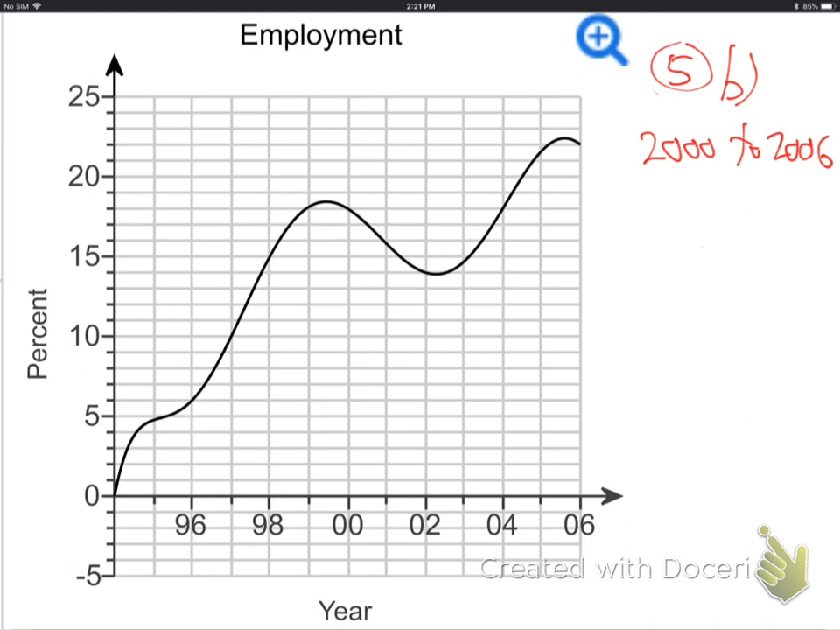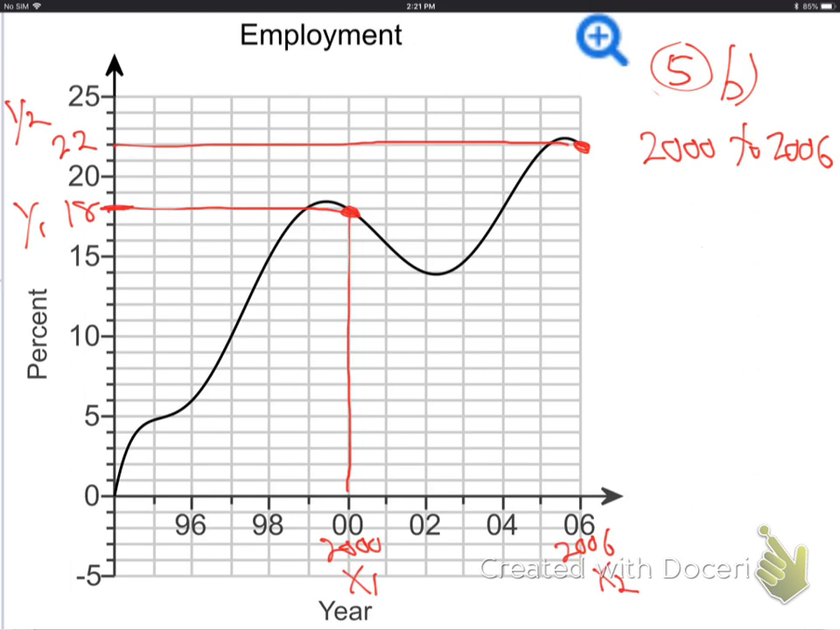So find the two dots. Find the dot at 2000. Right, here's the year 2000. Boom, there's the dot. Looks like it's at 18, right? This is the x value. This is x1, y1. And then the other one is 2006, which should be here. And that's it. Looks like 22. That's your y2. This is your x2. Is that making sense how I'm finding those? I'm just finding the two dots, the dot that's above the year 2000, the dot that's above the year 2006.